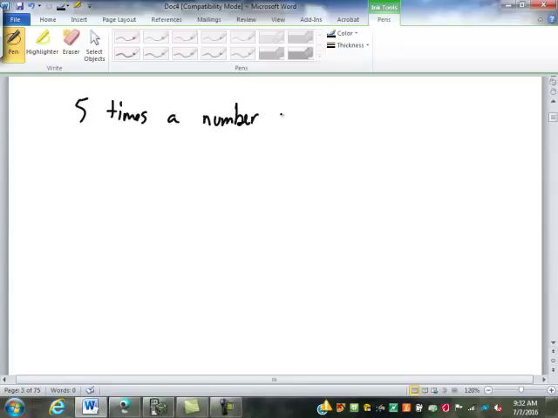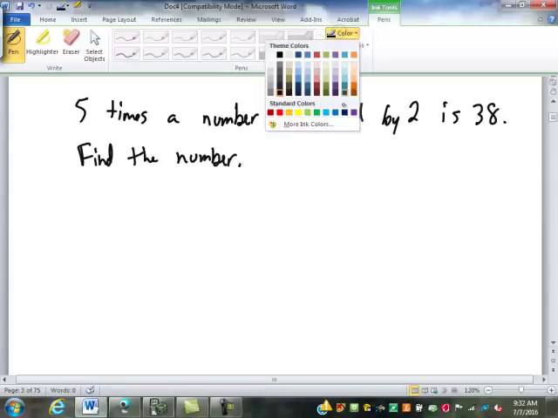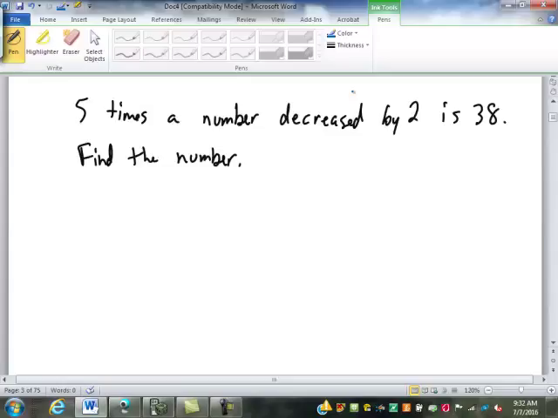5 times a number decreased by 2 is 38. Find the number. We went over some like this a while back. How would we go about finding that number?